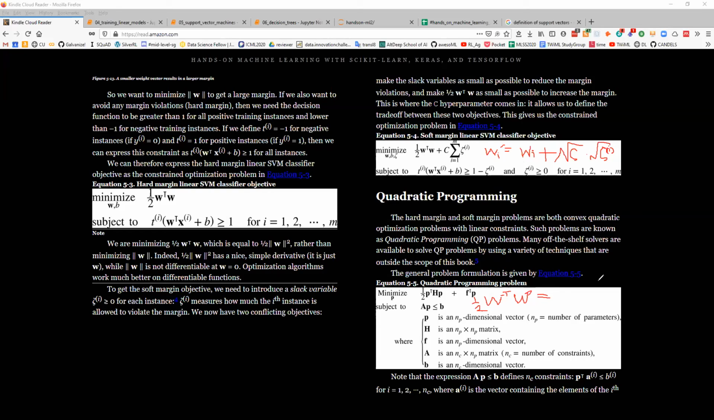And now when you take the dot product, it's going to be, no, that's not going to work, is it? Yeah, it will. It will be W sub I plus the square root of C times the square root of zeta I, and so it's going to be this thing transpose times itself.